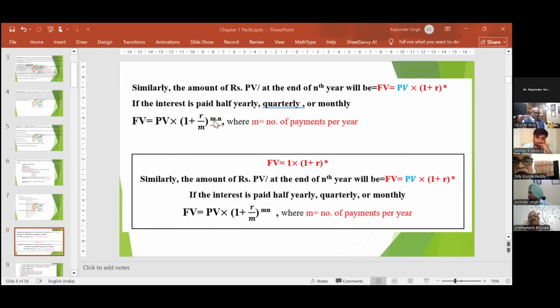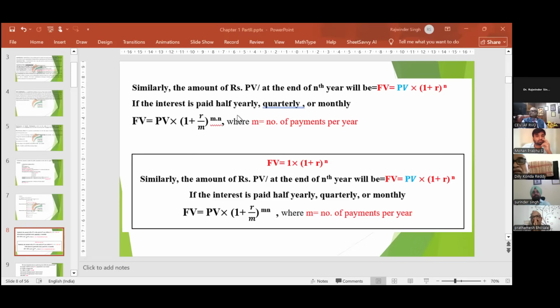M is the number of payments per year, or the number of compoundings per year. N is the number of years. So m into n is the total number of payments. M is the number of payments per year and n is the number of years. It will be clear in the coming example.